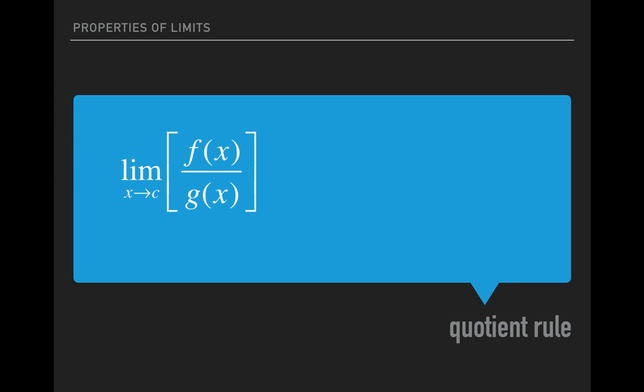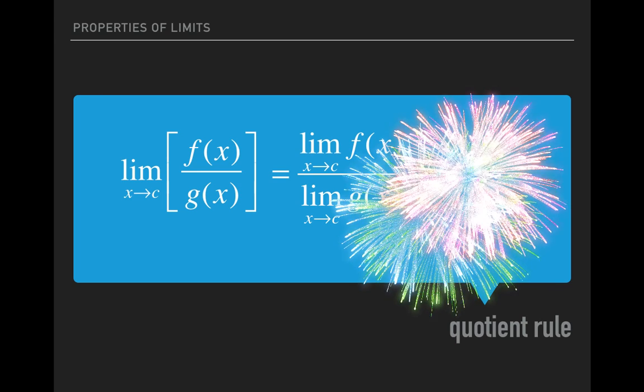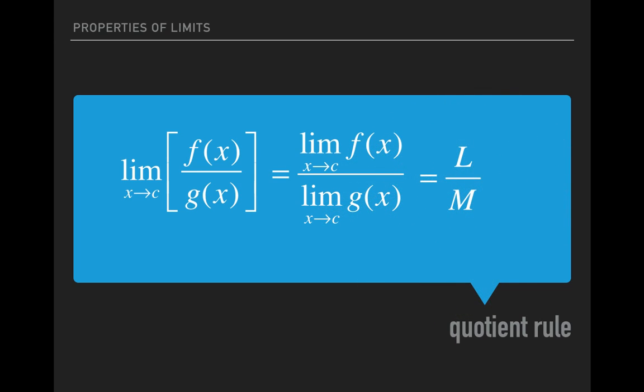Now the quotient rule. We're looking at the limit of the quotient of those two functions. And yes, you're probably thinking, well, is it like everything else? And I'm going to answer, well, yes, it is. You're just going to take the limit of the function of f and divide it by the limit of the function of g, which would be L over M. That was the quotient.